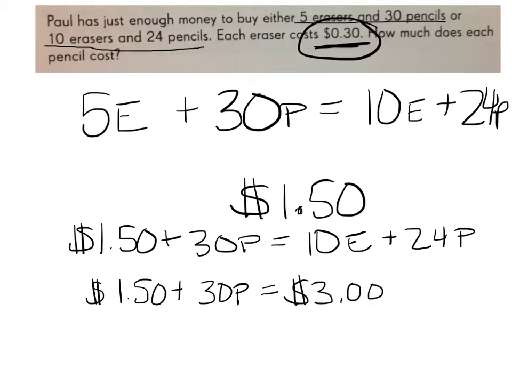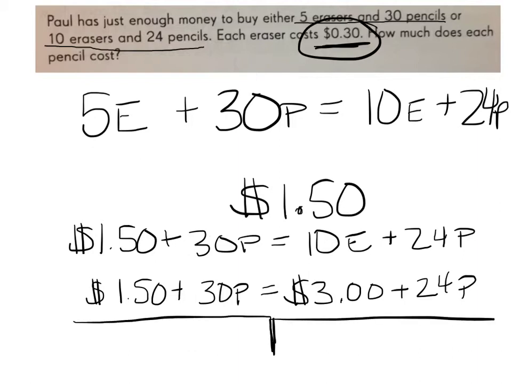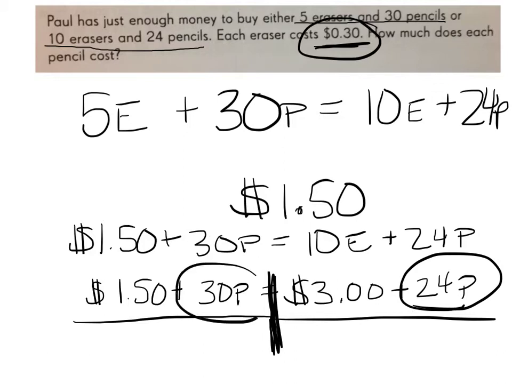$3 plus 24 pencils. Now, we want to get all of the money on one side and all of the pencils on the other side. If I have an equation, we can look at this like it was a scale and both sides had to be equal. If I took away 24 pencils from this side, how many would I have to take away from this side? You got it, 24. So now I'm left with 6 pencils.